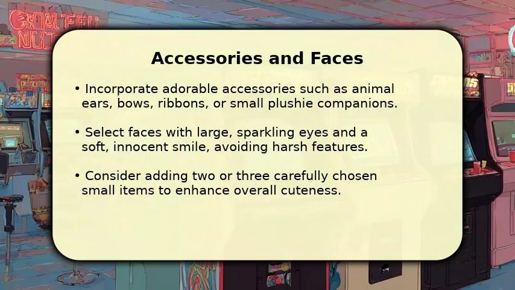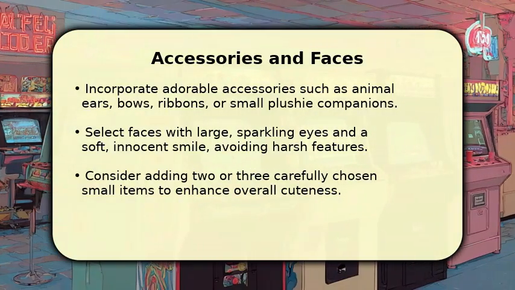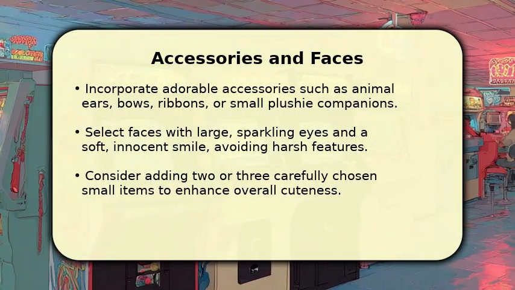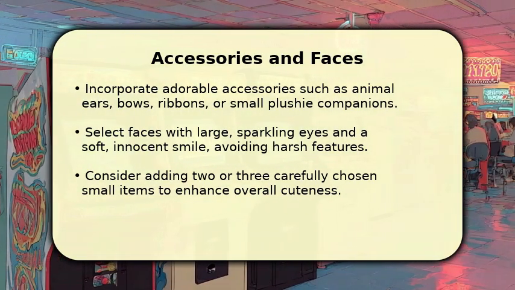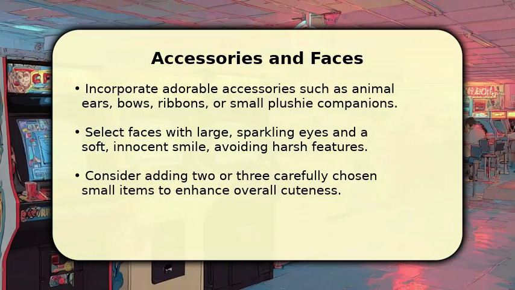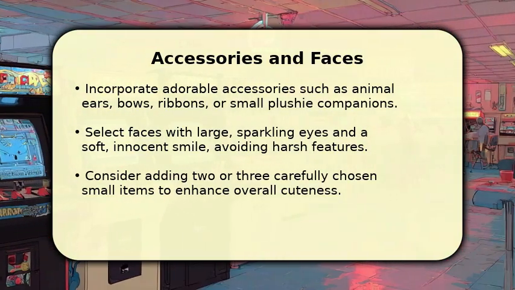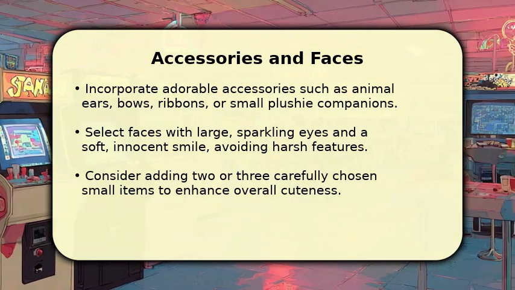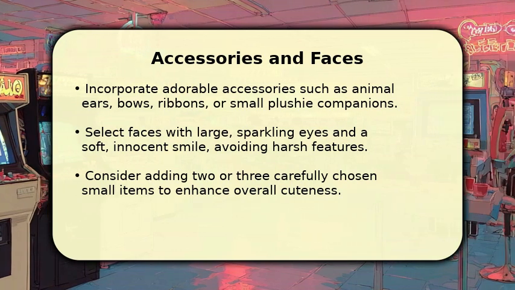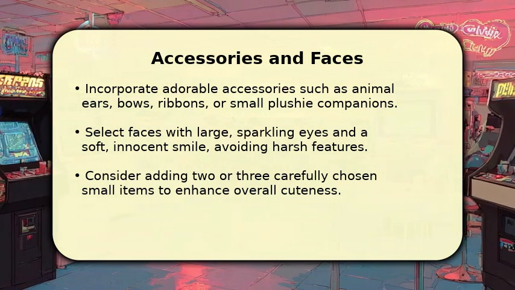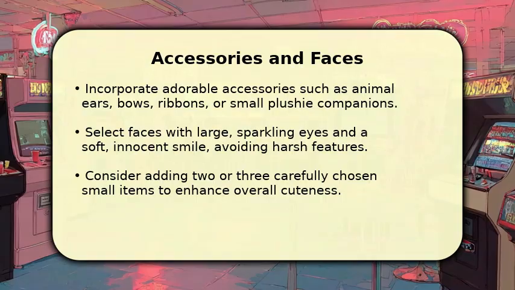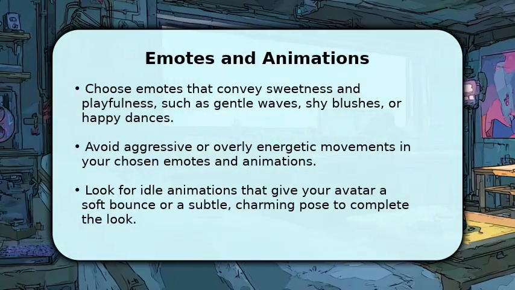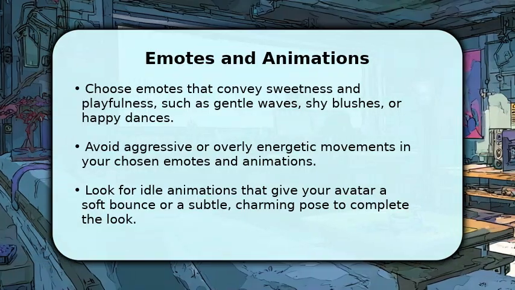Select adorable accessories like animal ears, bows, ribbons, or small plushy companions. Consider items that float around your avatar or sit gently on its head. For faces, pick options with large, sparkling eyes and a soft, innocent smile. Avoid harsh or overly expressive features. These small additions, perhaps 2 or 3 carefully chosen items, significantly enhance the overall cuteness, bringing your kawaii vision to life. Finally, complete your kawaii transformation with the right emotes and animations.